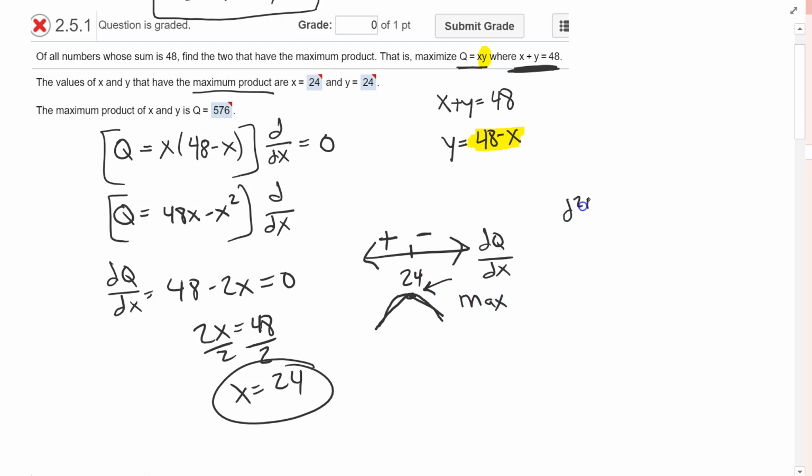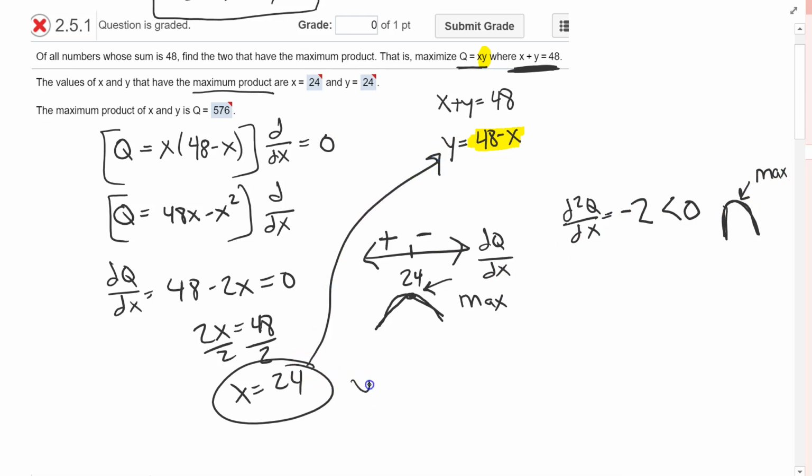I could also use the second derivative test. Using the second derivative test, I would have second derivative is minus 2, which is less than 0, which tells me the function is concave down, which means that the critical point is also a maximum. So verifying it's a maximum, I can use the formula that we calculated here to find y. Y is going to be 48 minus 24, so it turns out x and y are equal to each other. The maximum product would then be 24 times 24, which would give me 576.